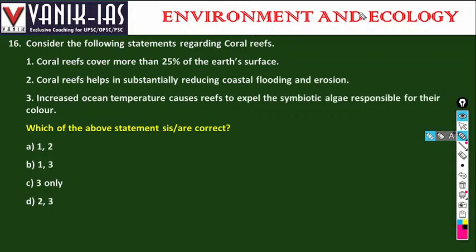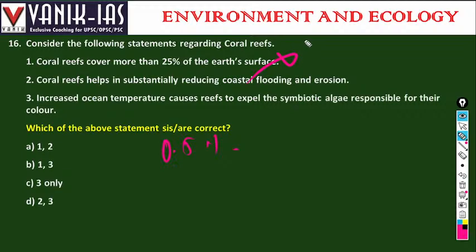Consider the following statements regarding coral reefs. Coral reefs cover more than 25% of Earth's surface. Coral reefs help in substantially reducing coastal flooding and erosion. Increased ocean temperature causes reefs to expel the symbiotic algae responsible for their color. More than 25% of Earth's surface? Is it possible? No. How can it be 25%, one fourth? This is wrong. It is hardly 0.5% of our Earth's surface, so first statement is wrong.